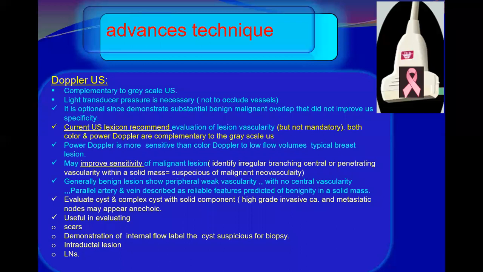Okay, we need a Doppler. What is the importance of Doppler for breast ultrasound? Do you think it is important, or how is it important for you? Yes, it can differentiate some lesions from others. For example, if we have a cyst and inside it there is a soft tissue component. Excellent, it helps in evaluation of complex cysts. Okay, excellent, well done.